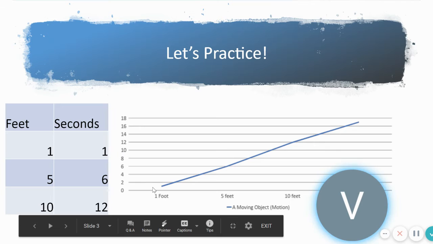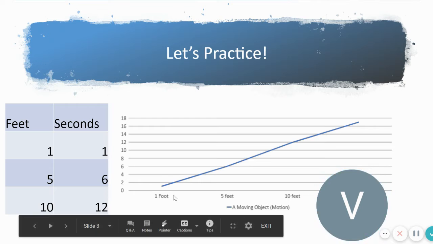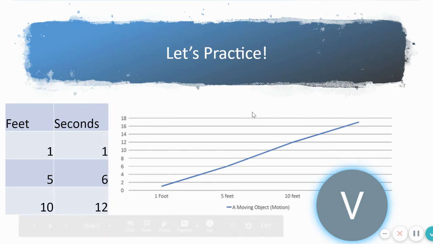And if you notice, we went from 1 second, 1 foot, 5 seconds, 5 feet, and then all the way up to 12 seconds, 10 feet. And then we even went to 17 seconds, 15 feet. So did our line graph go increasing, decreasing, or staying the same?